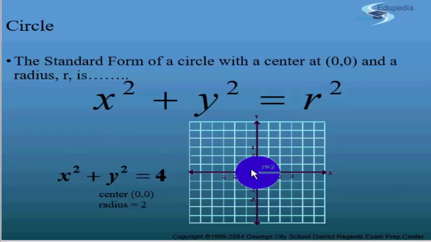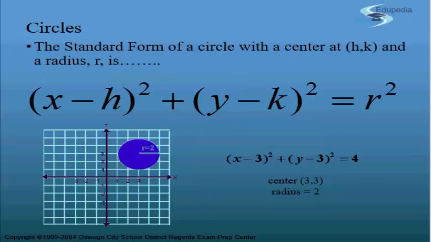Moving on, what if the circle is not centered at 0, 0? What would the equation then be? The equation would be a slight offset from x and y. So you see over here, now this circle is centered at 3, 3. So that is what it's going to be. This is the new equation for a circle which is not centered at 0, 0.